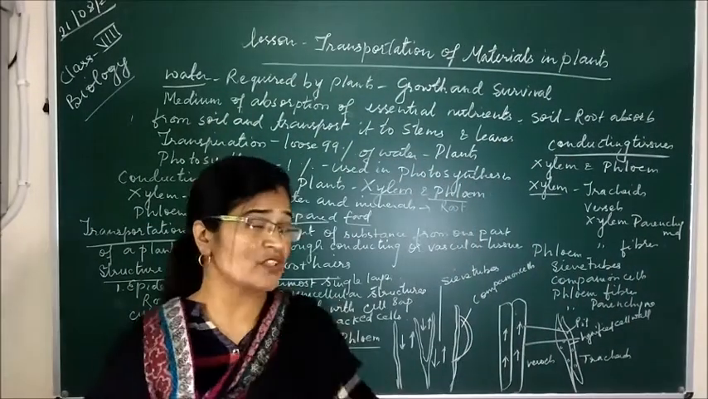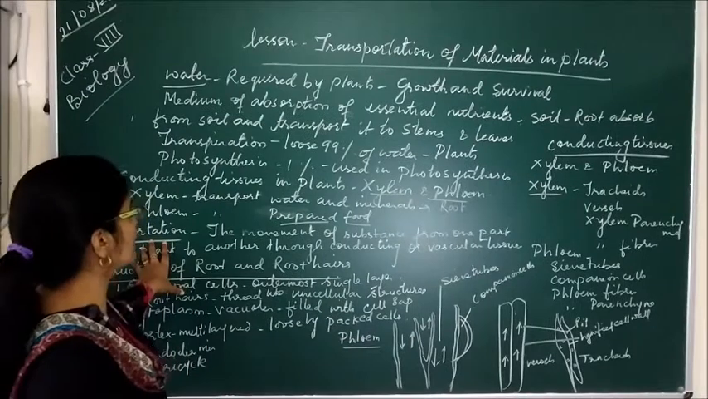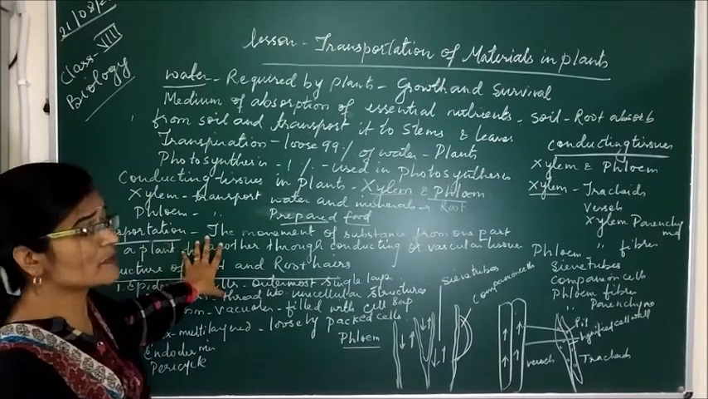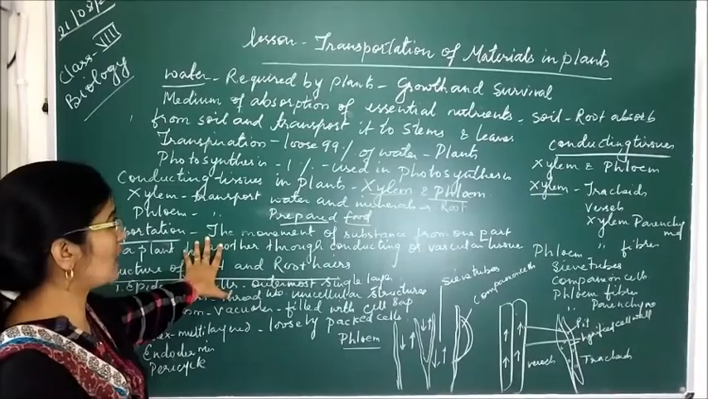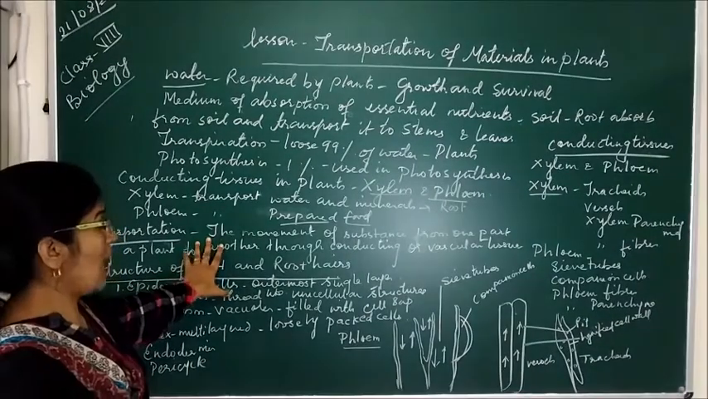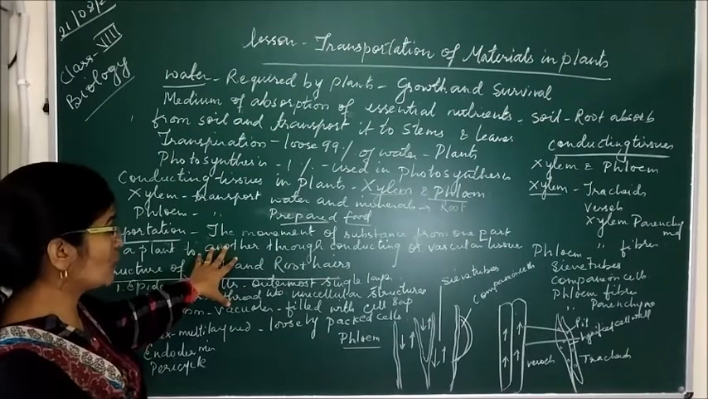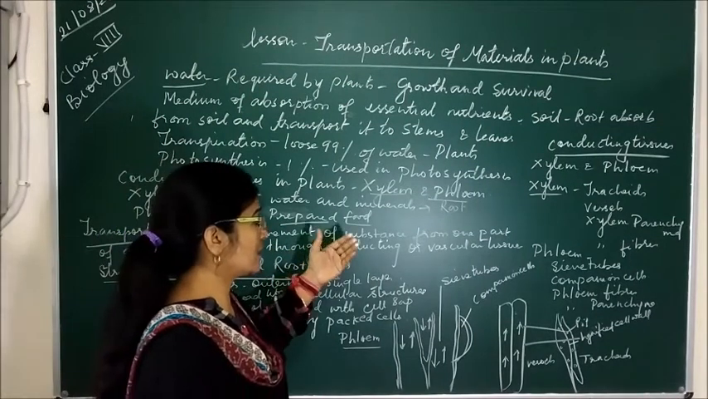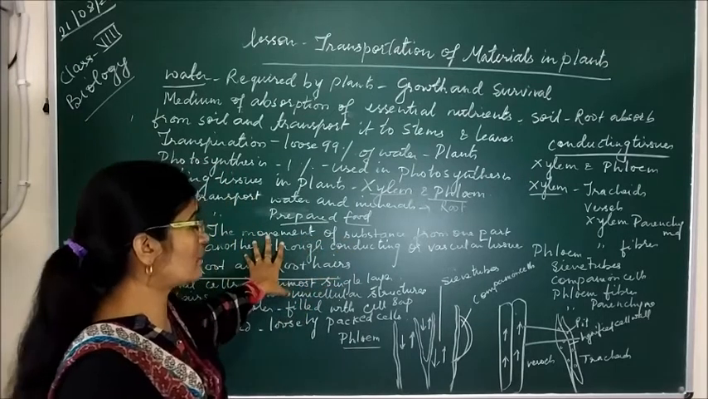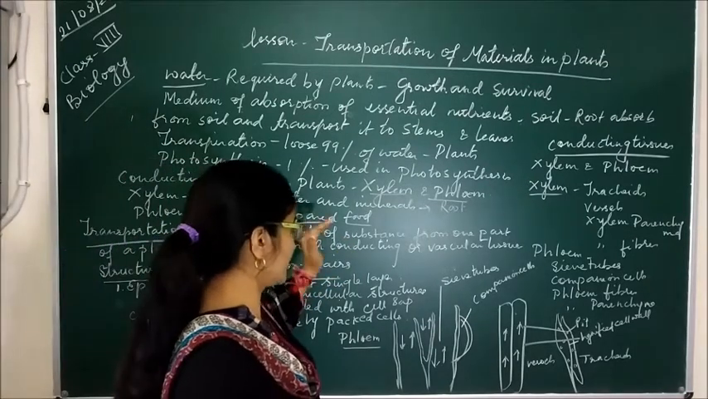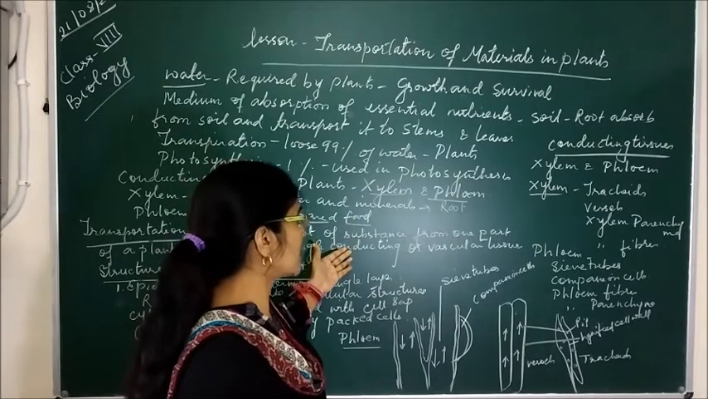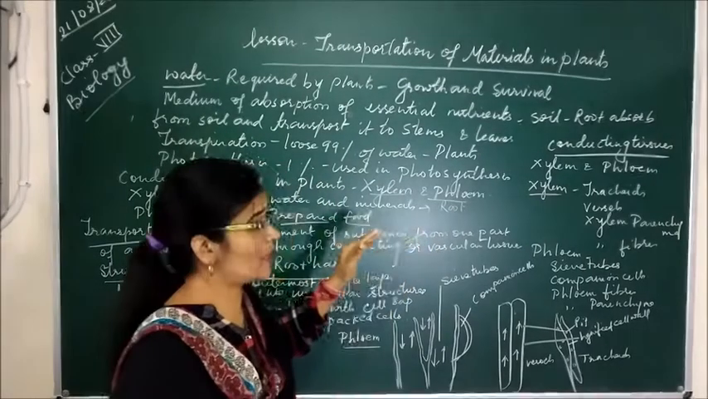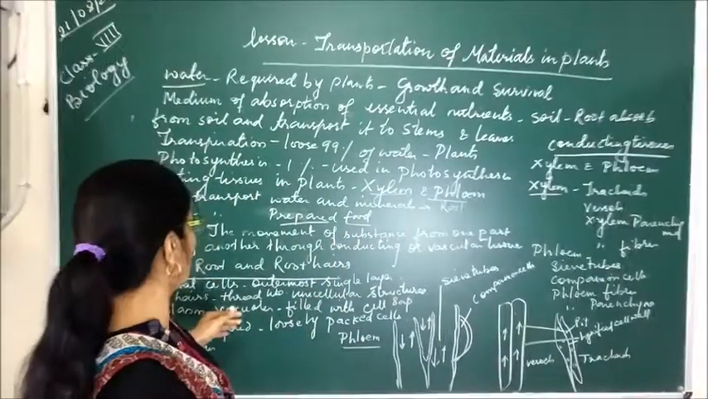Now this process of transportation, as you all know, is the movement of substances from one part of the plant to another. And how does the movement take place? The movement of these materials, either water, minerals or prepared food, is done through the conducting or the vascular tissues, and there are mostly two conducting tissues in plants, and they are xylem and phloem.